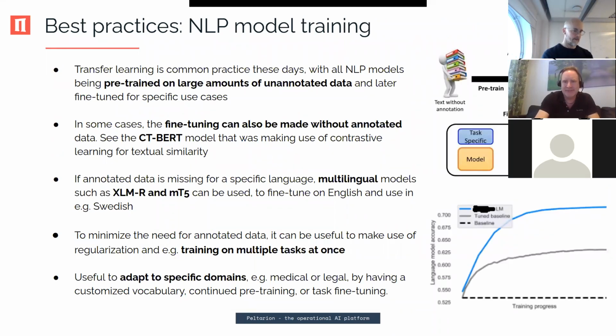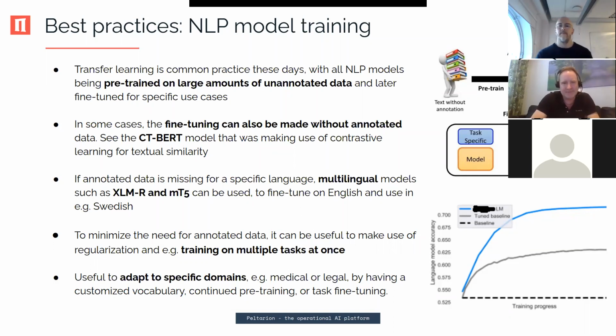In short, once again, not by any means an exhaustive list of best practices for model training, but at least here are some examples. And if you think this is a useful way to summarize some best practices, we should make sure to have more of these and a better and more correct way of framing them. But of course, transfer learning is standard practice these days and should always be used. We can do fine-tuning on models, sometimes even without annotated data, as in the CT-BERT example.